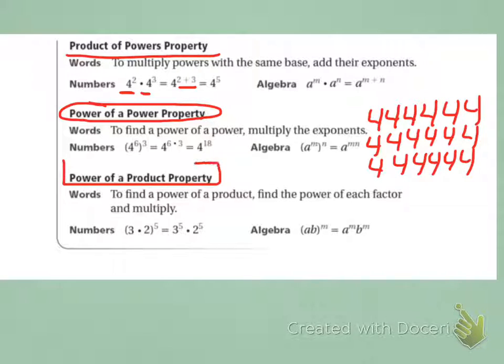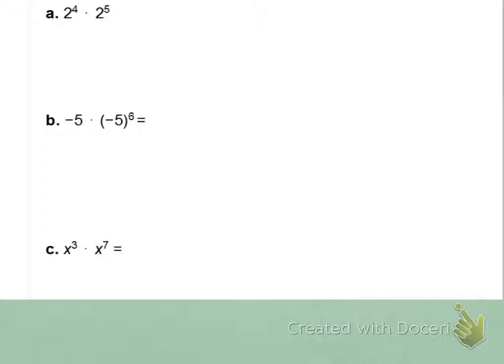The last thing is the power of a product property. So to find a power of a product, find the power of each factor and multiply. So here's an example. You have 3 times 2 in parentheses and then to the 5th power. So you're going to factor each out. So 3 to the 5th power times 2 to the 5th power. So these are all the rules you need to know for this section.